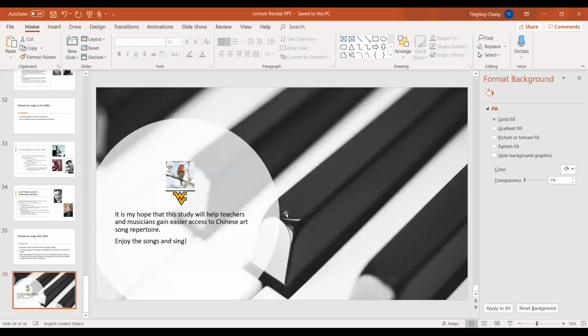And finally, I want to say, it is my hope that this study will help more teachers and musicians gain easier access to Chinese art song repertoire. Let's enjoy the song and sing.